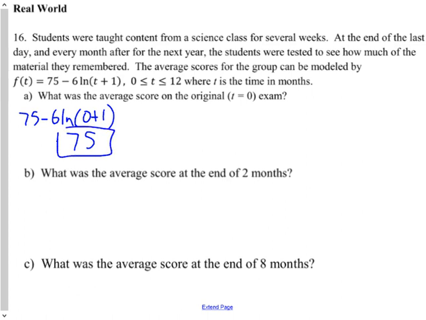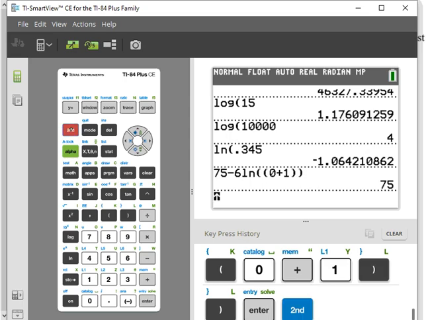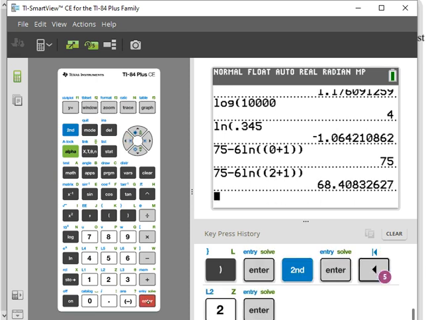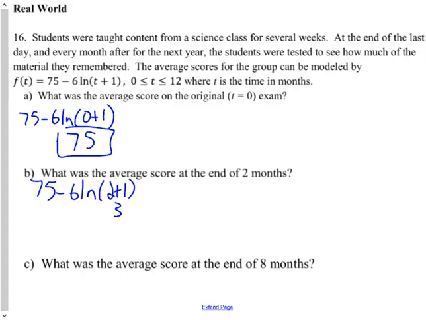What about after 2 months? Same idea, 75 minus 6 ln of 2 plus 1. So now you're plugging in 3 into that. You'll probably do that much math. So again, second enter, but now it's 2 plus 1. We get 68.408%. So over 2 months, they lost about 6.5% on average.